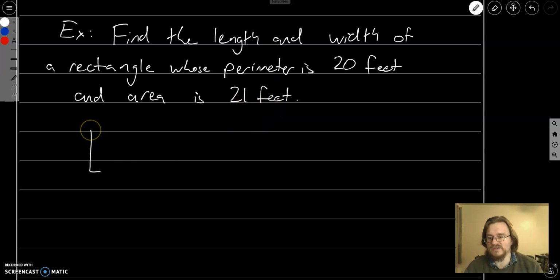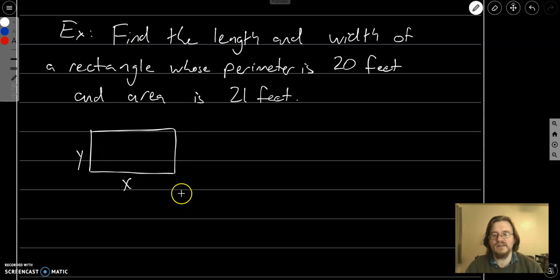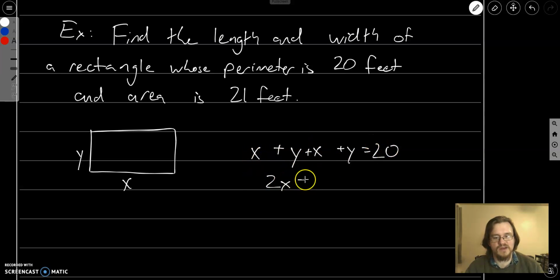Okay, so let's draw ourselves a little rectangle, and let's say that the length is x and the width is y. So we know that the perimeter is 20 feet. What is the perimeter? It's the sum of all the edges. So if we have x plus y coming up plus another x going over plus y coming down is equal to 20, meaning x and x, that's 2x, and y and y is 2y, is equal to 20.